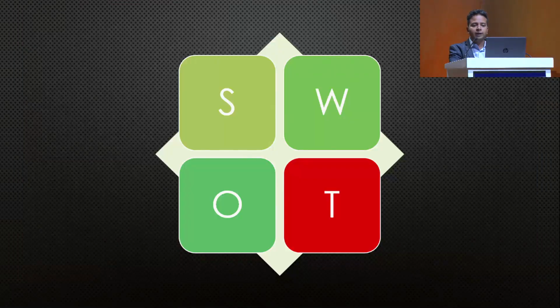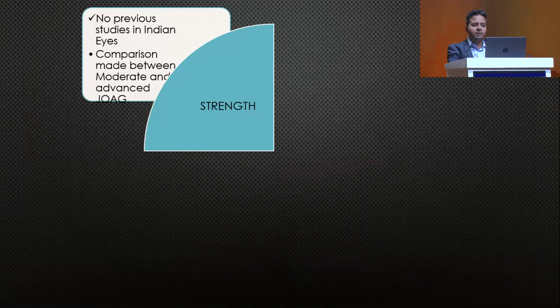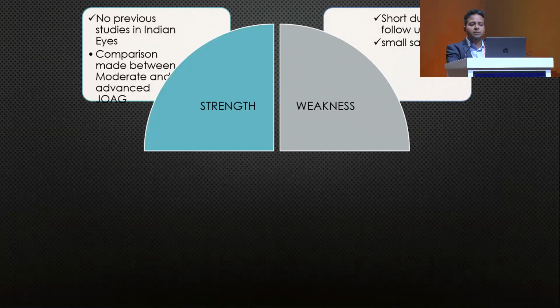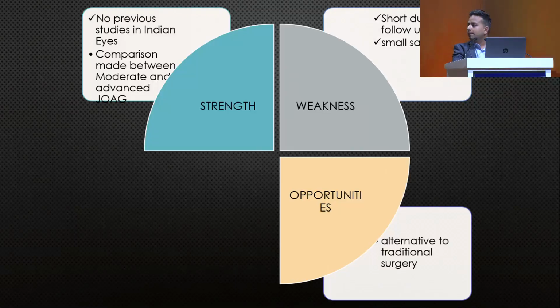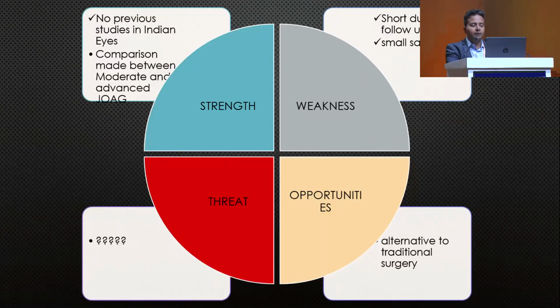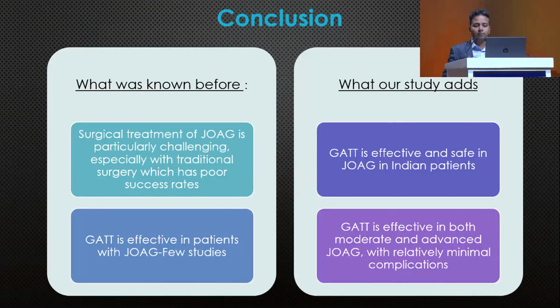Coming on to the SWOT analysis of our study, the strength of our study was there were no previous studies in Indian eyes comparing moderate and advanced GOAG, and weaknesses being short duration of follow-up and small sample size. The opportunity is that this can be an alternative to the traditional surgeries, and the threat is that we have to think about the complications.